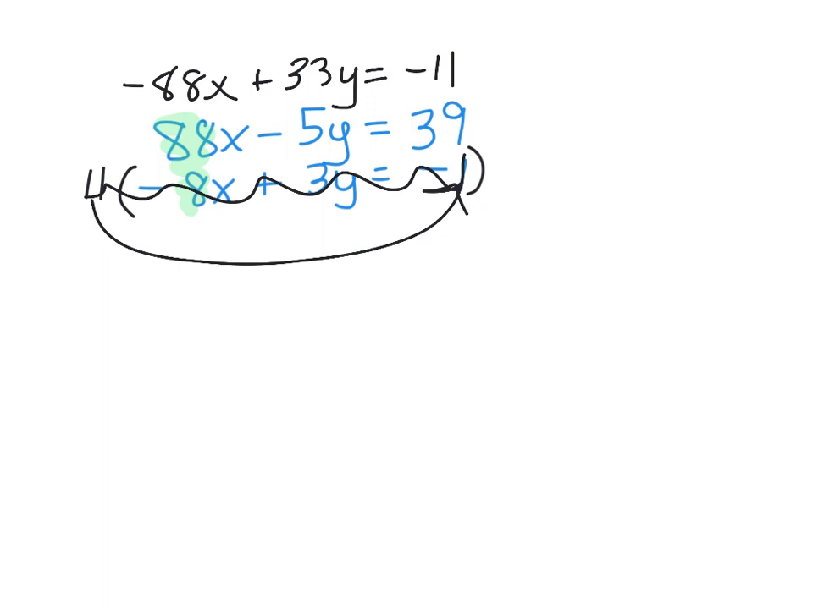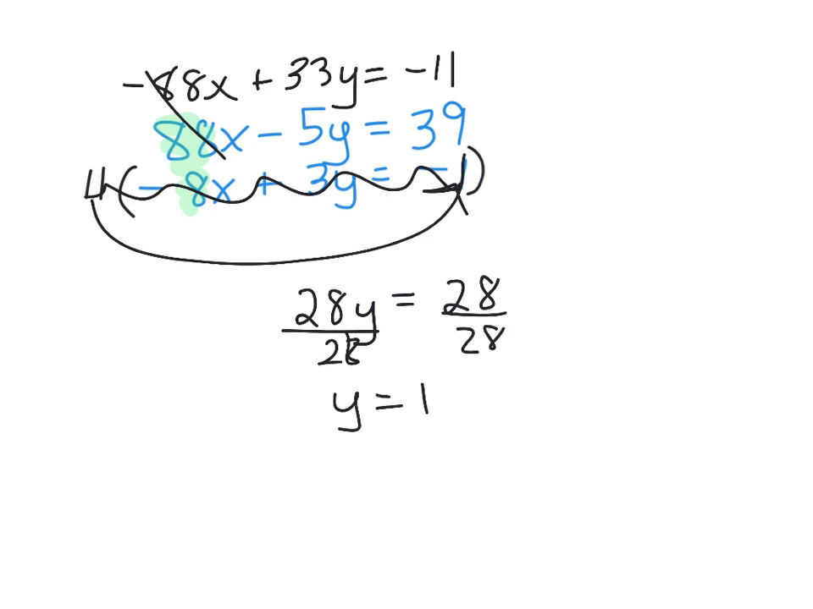So minus 88 plus 88 is 0. 33y minus 5y is 28y. Minus 11 plus 39 is, oh, look at that, 28. Piece of cake. Divide by my 28. Divide by 28, and I get y equals 1.